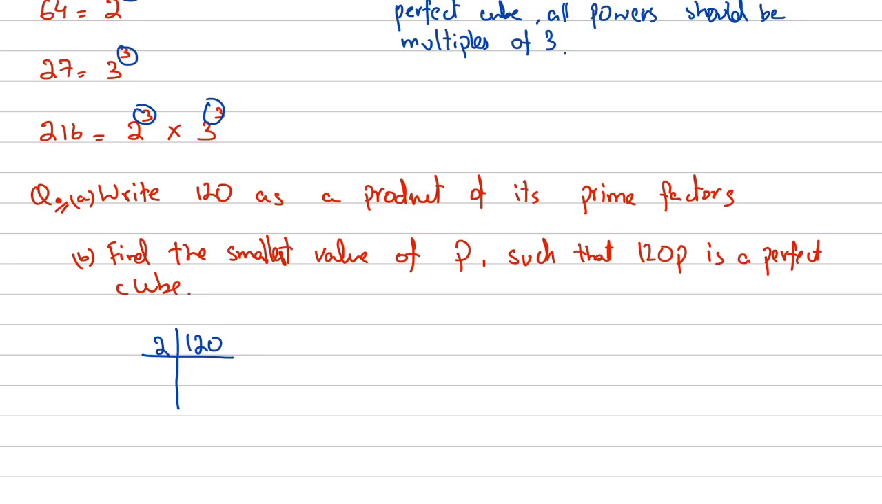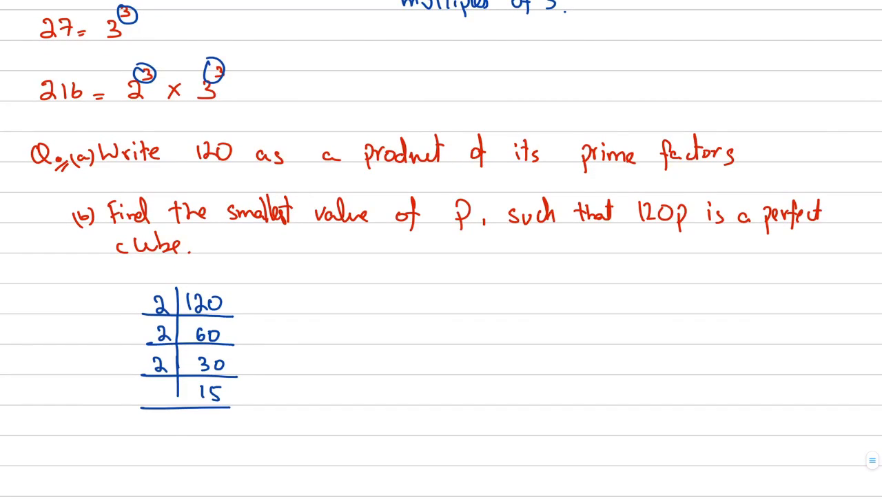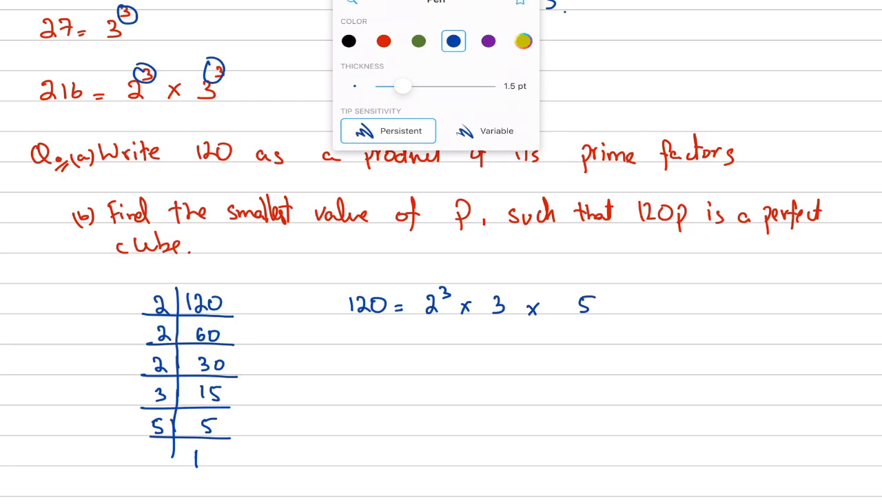So let's begin with part A, where we write 120 as a product of its prime factors. We'll start dividing it by 2. So 2 times 60, we'll divide by 2 again. 2 times 30, we'll divide by 2 again. 2 times 15, we'll divide by 3 again. 3 times 5, we'll divide by 5. So 5 power 1. So 120 we can see can be written as 2 cube multiplied by 3 multiplied by 5.